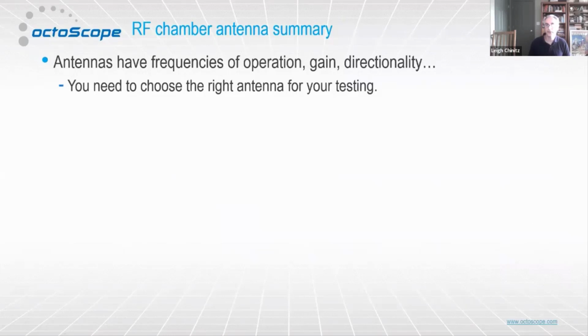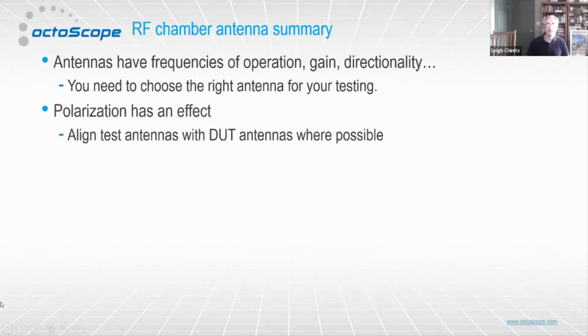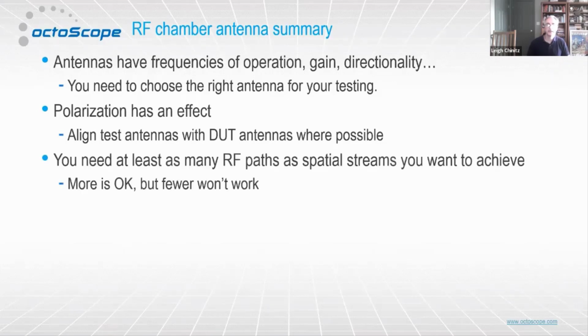The antennas have frequency of operation, gain, and directionality, so it is important to choose the right antenna for your testing. Polarization does have an effect, so it's best practice to align the test antennas with the DUT antennas whenever possible. You need at least as many RF paths as spatial streams to do this MIMO testing. You can have more, but you can't have fewer.